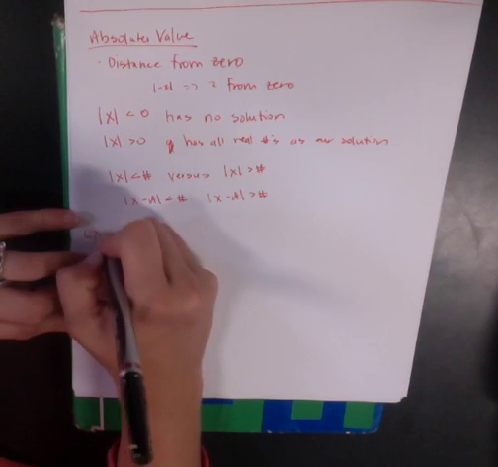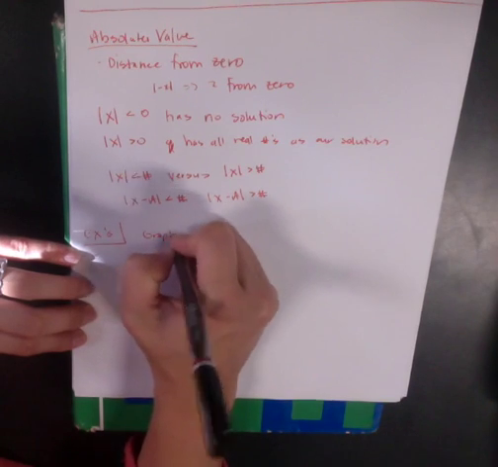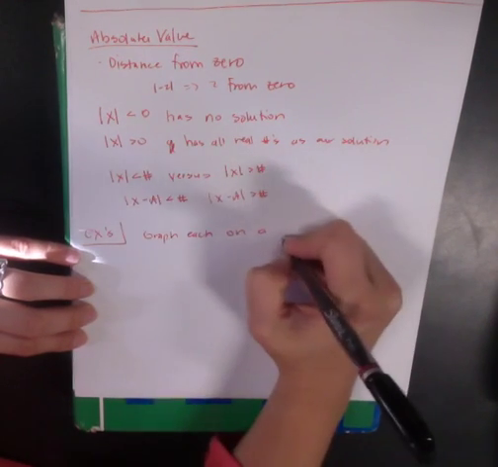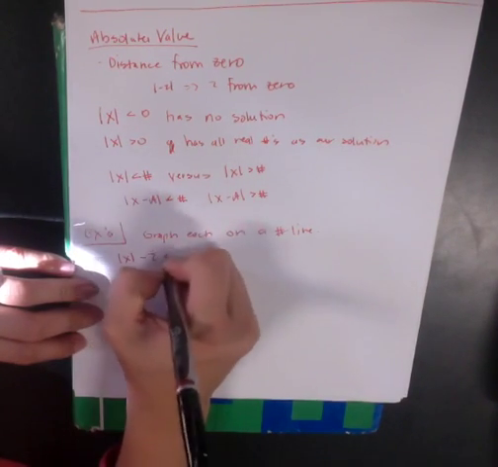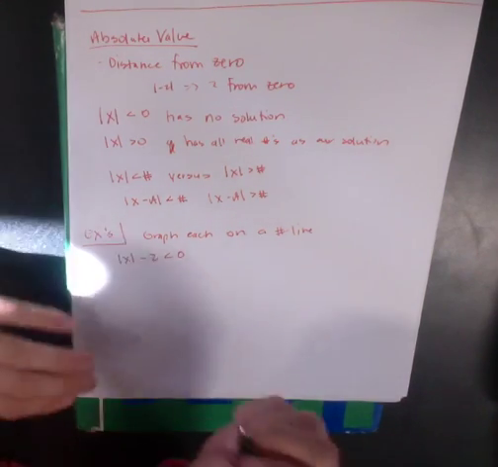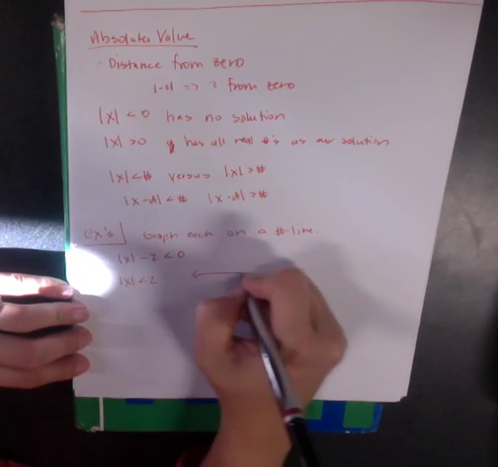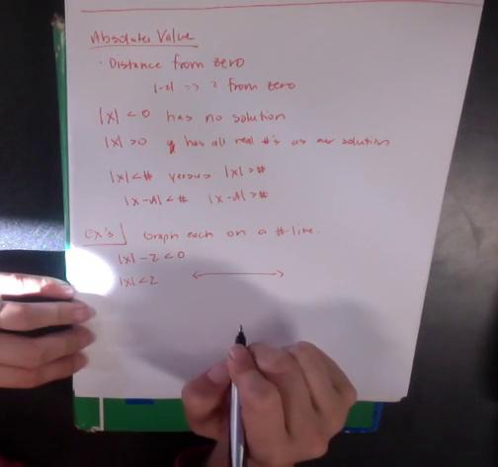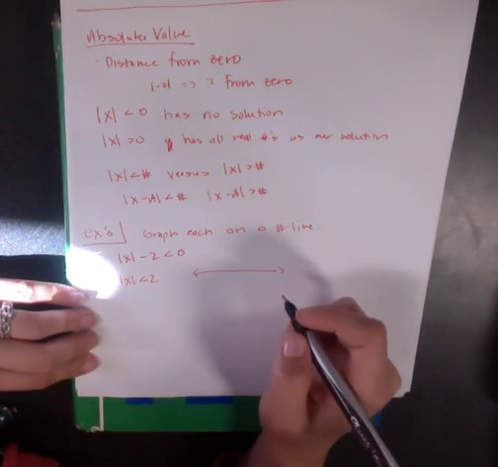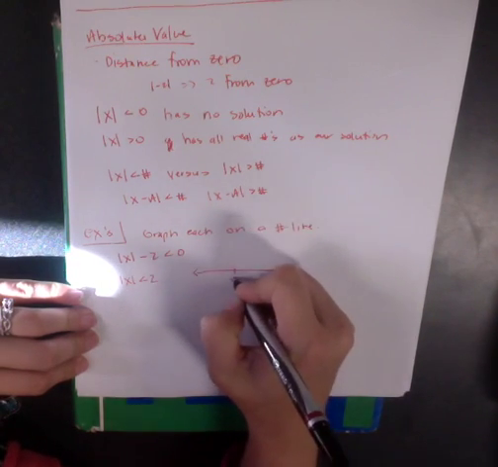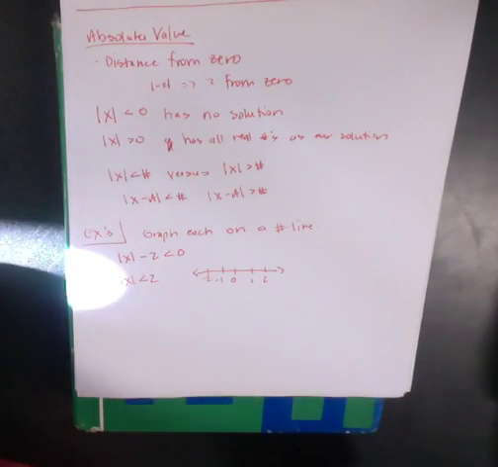Okay, so here's a couple examples. We're going to graph each on a number line. Okay, so the first, we have the absolute value of x minus 2 is less than 0. Okay, so we add 2 over, and we get the absolute value of x is less than 2. Which we know we can graph this, right? The absolute value of x less than 2. Okay, I'm going to have 0, 1, 2, -1, -2.